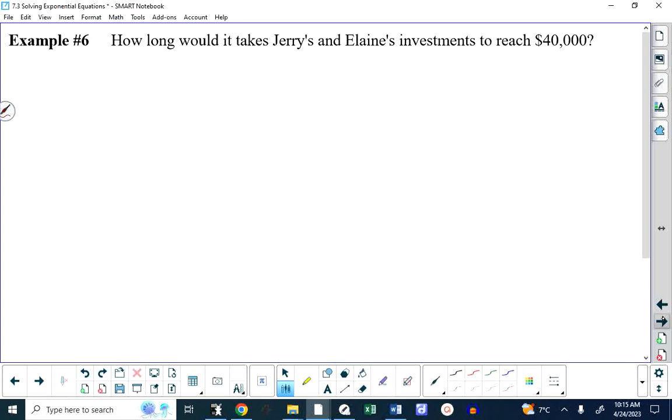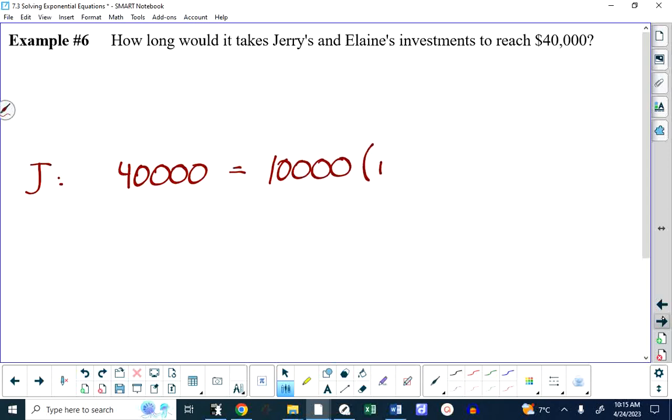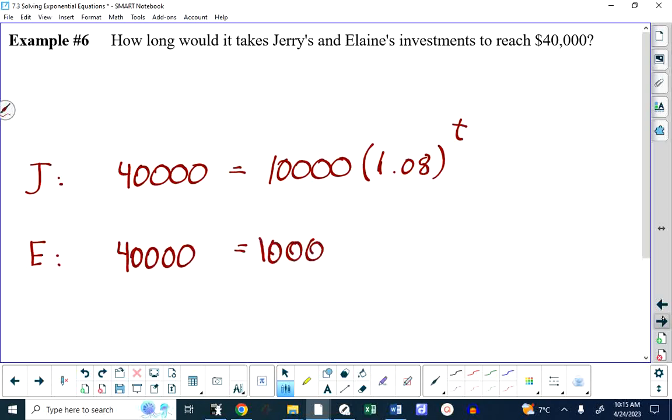How long would it take Jerry's and Elaine's investments to reach 40,000? Well, for Jerry, you're going to have 40,000 equals 10,000 times 1.08 to the T. For Elaine's investment, you're going to have 40,000 equals 10,000 times 1.02 raised to the T over 0.25.